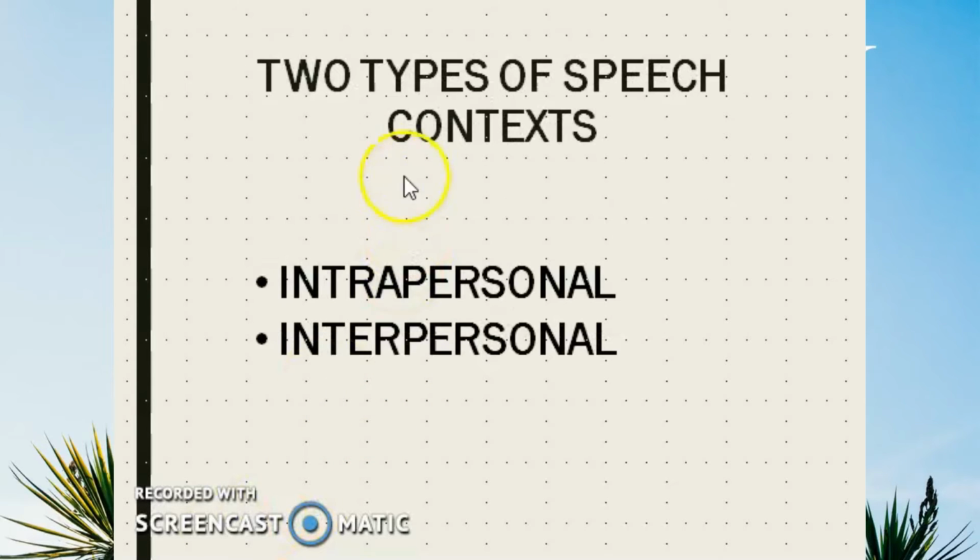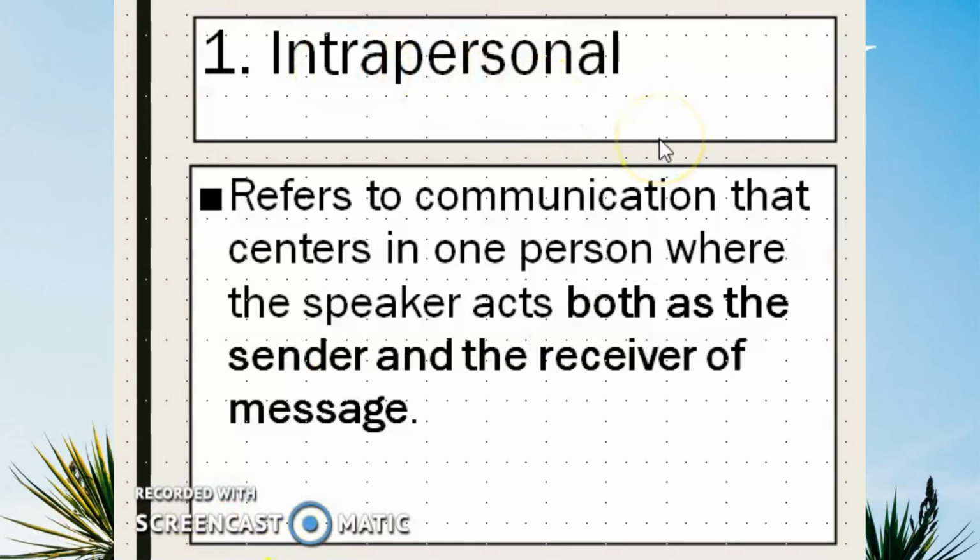So let us start with these two types of speech context. We have intrapersonal and interpersonal. So when we say intrapersonal, it is a type of communication which involves only one person. It means to say that you are just simply talking to yourself. You are acting as the sender and the receiver of the message.